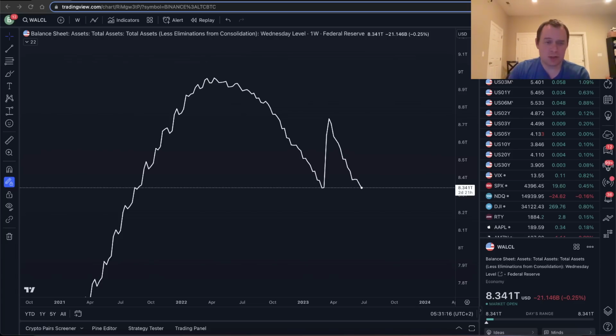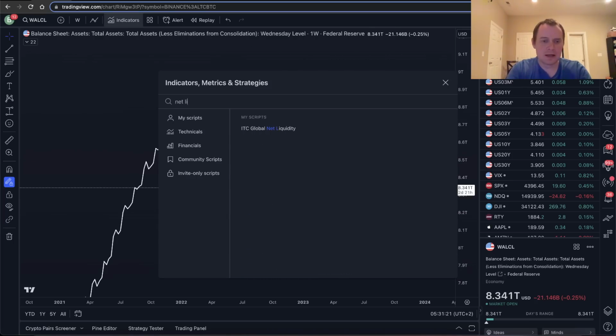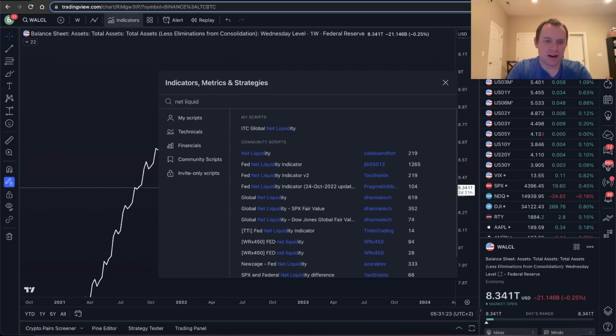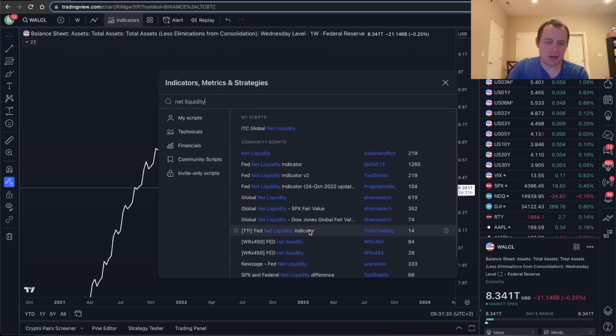If you go to indicators on TradingView and simply type in net liquidity, you will find plenty of models that people have put together to track net liquidity, or derivatives of it, right? There's plenty of different models that you can go check out. I would encourage you to go do that. You can see a lot of them are listed on here.